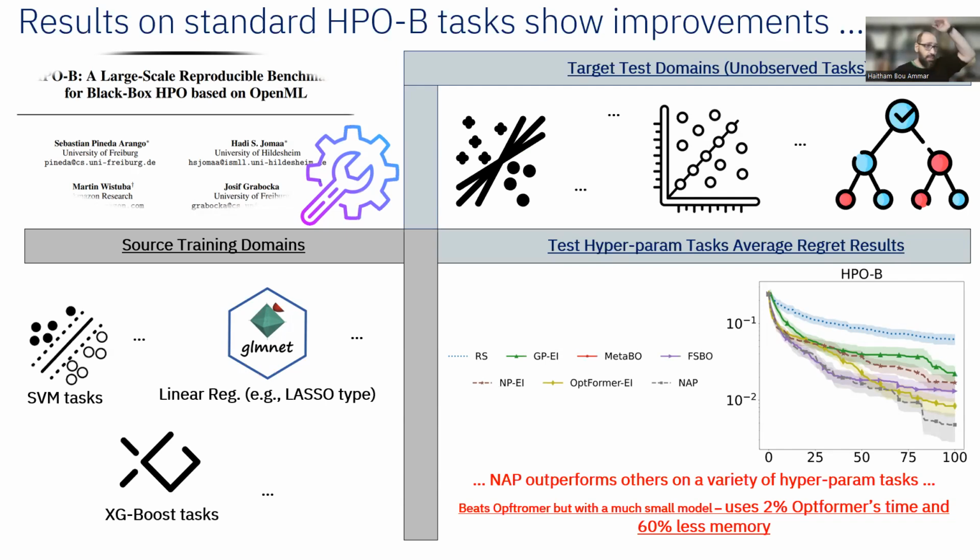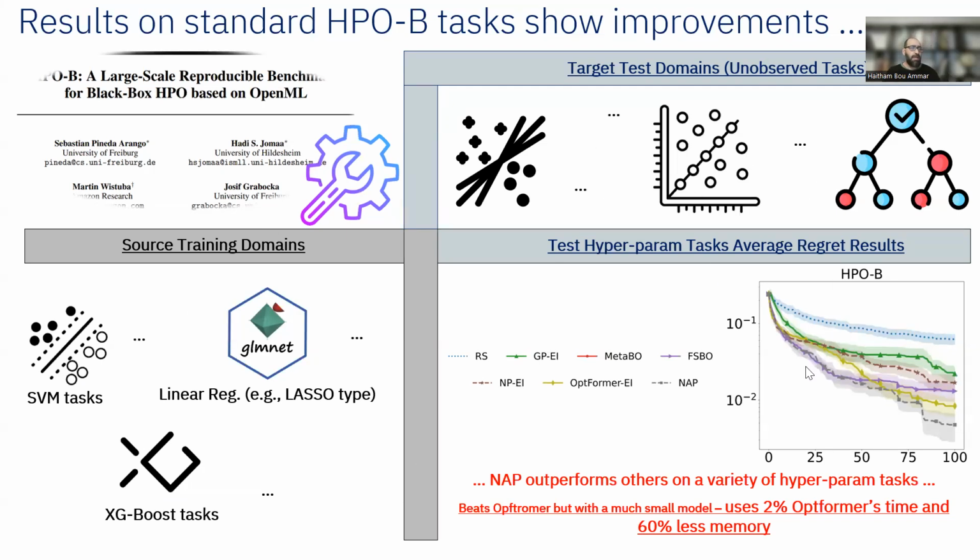And then we ran many tests on this. We call our method the neural acquisition process, or NAP for short, because it's a neural process that's also learning the acquisition. We tested this on many tasks. One of them was hyperparameter optimization. Here we have many source training domains: support vector machine data, linear regression type of data, XGBoost data. Then we have a target set of domains, which are unobserved tasks. You train on the source, and then you do few-shot testing on the target.